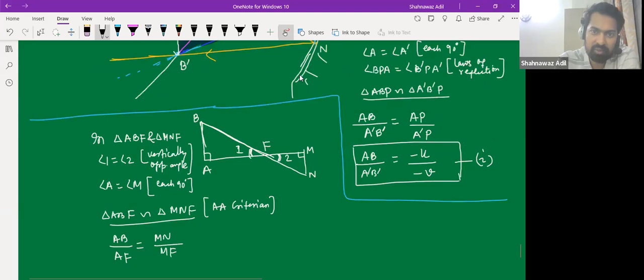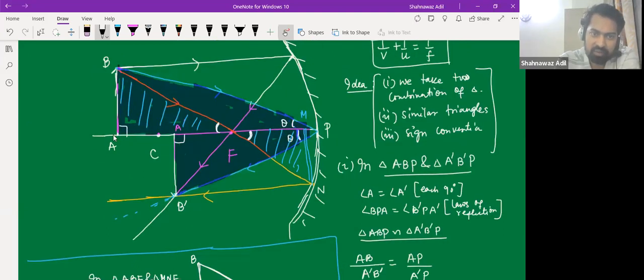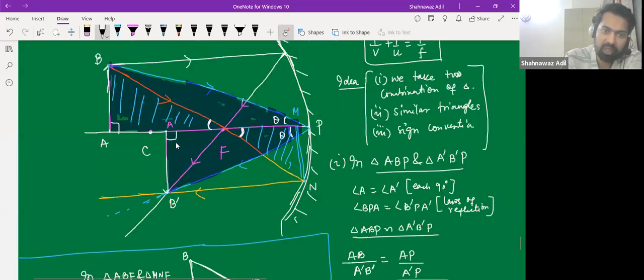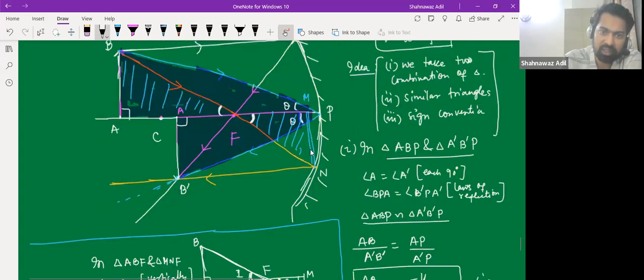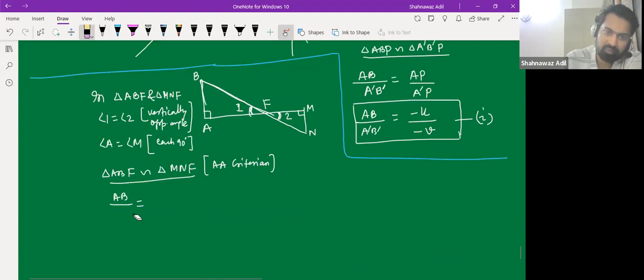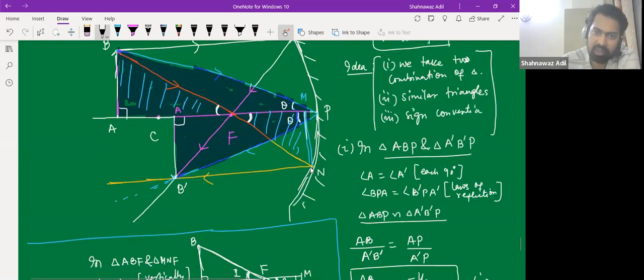So we can write, what is this AF? What is this AF, guys? So the whole distance is U, and this distance is F, right? I'm calculating this distance. So how much would that be? AB by AF, that is AB by U minus F, is equal to MF by this, right? And you guys can also see, what is this MN? When we compare this MN with this A prime B prime, what would that be?